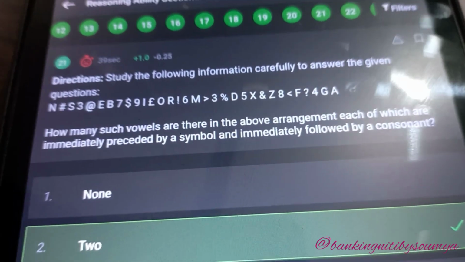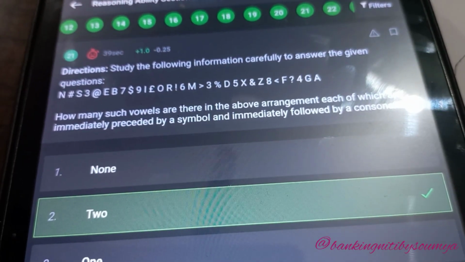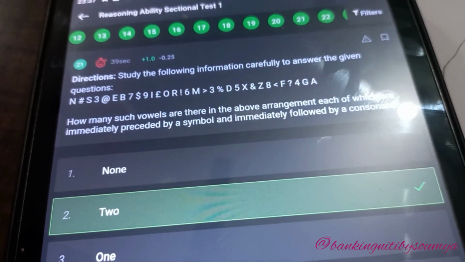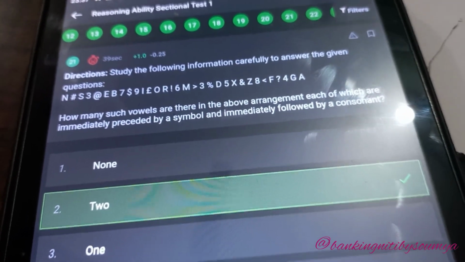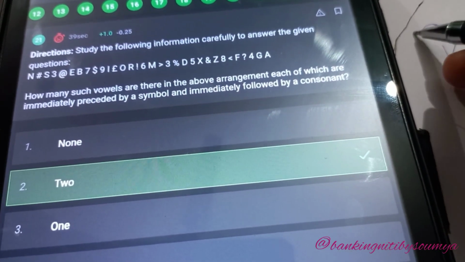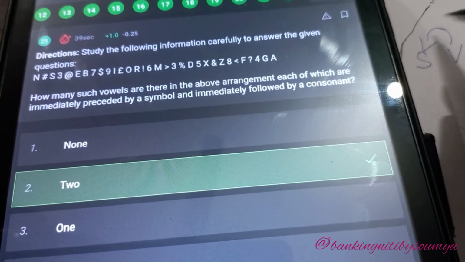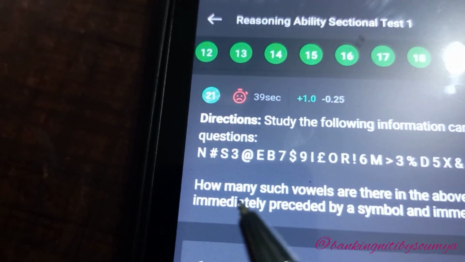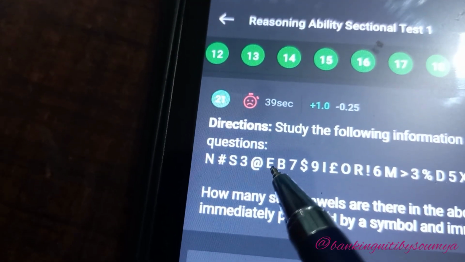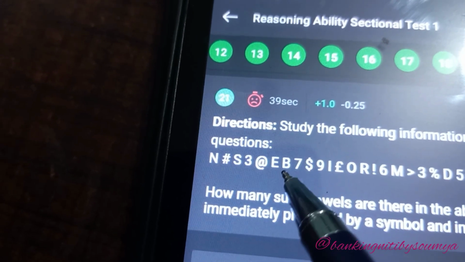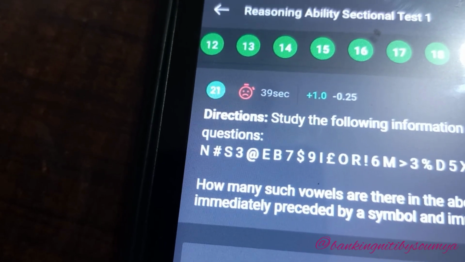So let's see, we will reach our question. How many such vowels are there in the above arrangement, each of which is immediately preceded by a symbol and immediately followed by a consonant? First of all, we will reach our vowel in this series. Here it is a vowel, and it is preceded by a symbol and followed by a consonant. So one pair we reach.